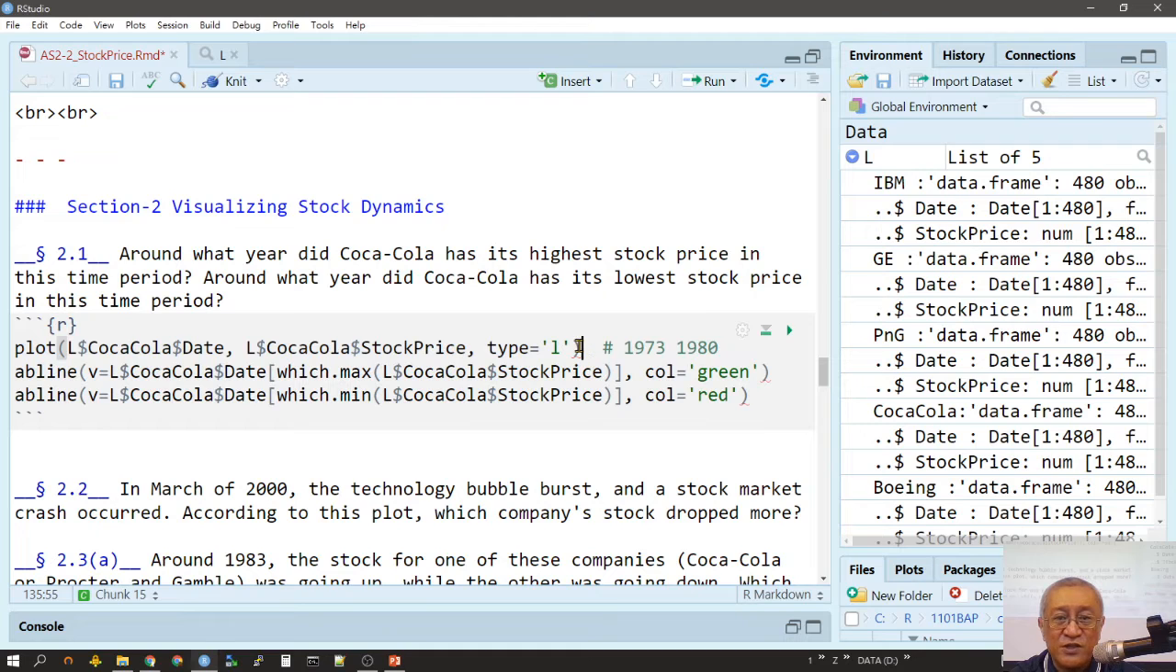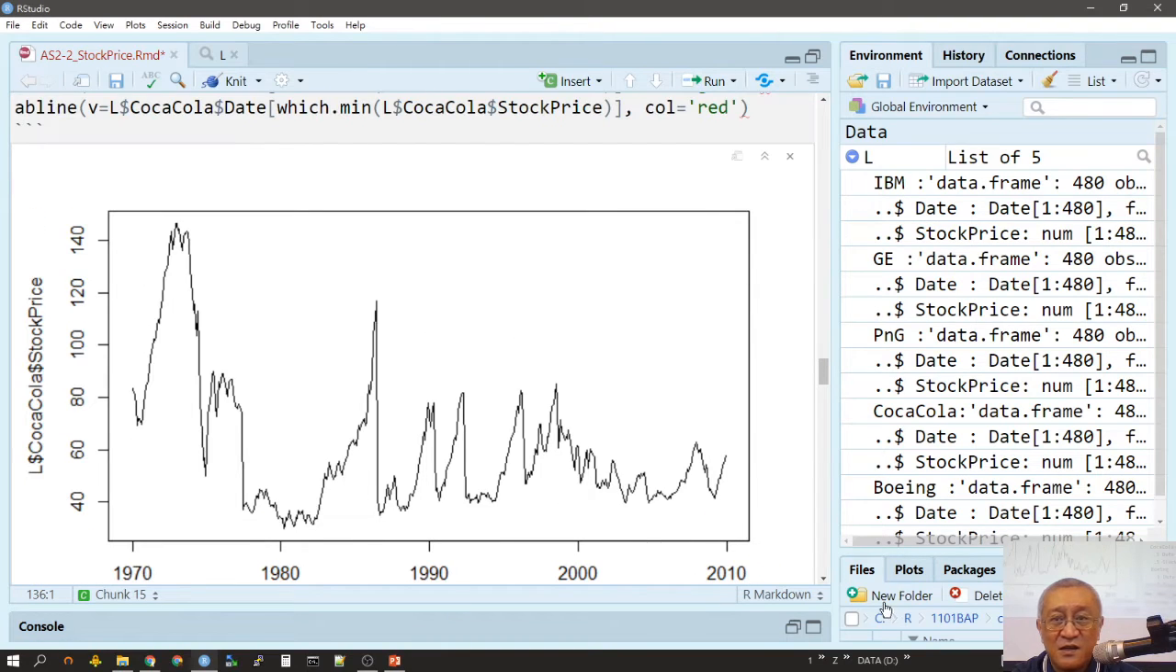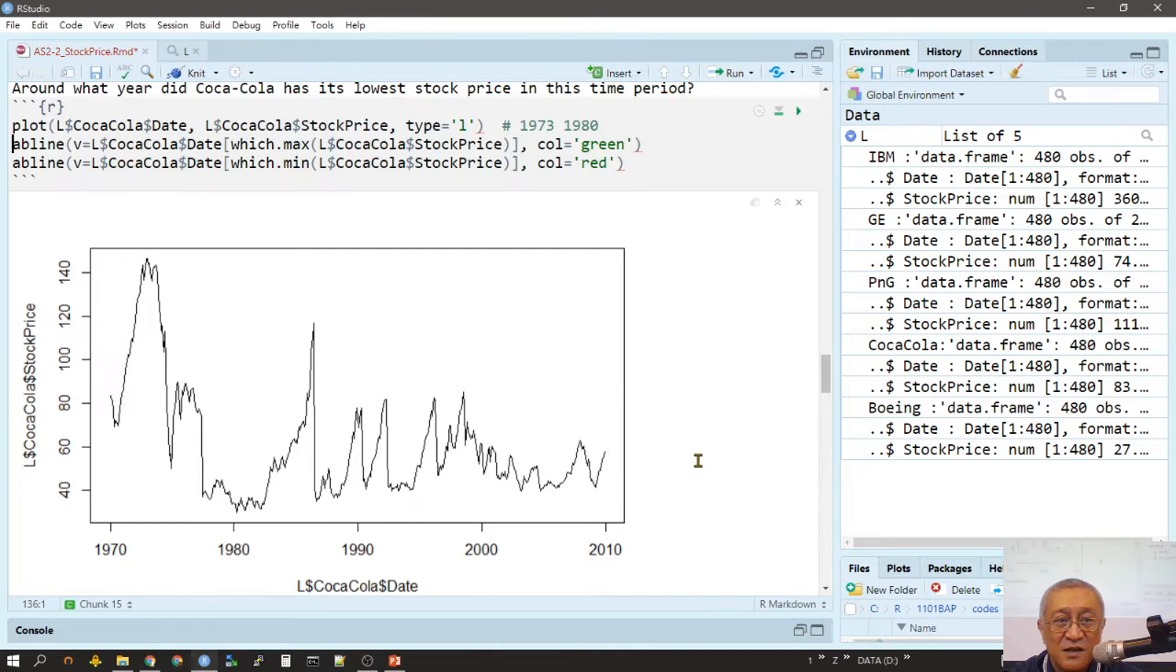Actually, if we want to see the stock price, we can do this. We do a plot. We use Cox date as the X and Cox stock price as the Y. Because the date has already been transferred into a date type, it is linear, so we can use this numeric linear number as the x-axis. So we can see that the highest stock price is here and the lowest stock price is here. Still difficult to read, isn't it? So you can add some lines on it.